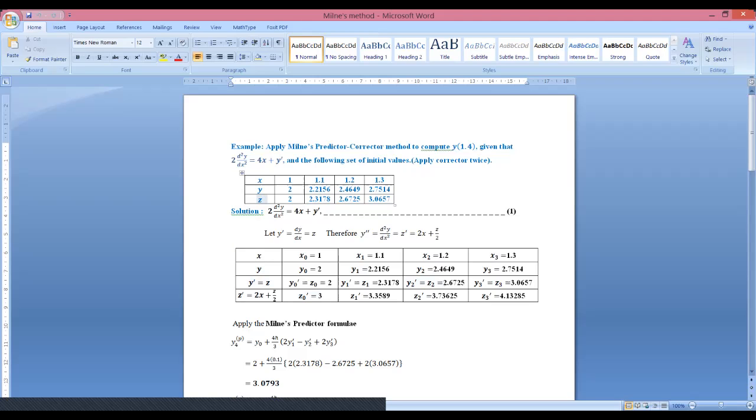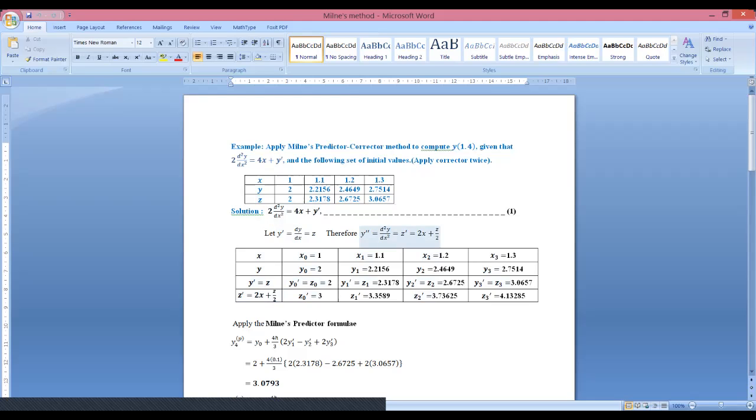Now, the next value given in our example is z. So z is nothing but our y dash. So y dash equal to z, and we will denote them by y naught dash or z naught. Correspondingly, again y1 dash or z1, y2 dash or z2, and y3 dash or z3. Now, all these values are given to us. Now, we need to calculate one more value along with these, that is, we need z dash.